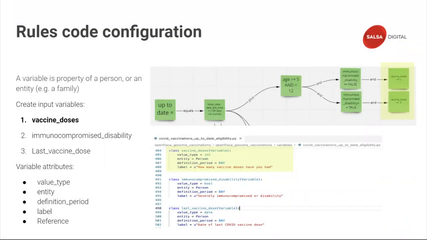And the last part of the rules code configuration is the variables. So we create input variables. For example, again, the flow that Phillipa defined, the first input variable was age. The second input variable was, are you immunocompromised or not? So if you look at the second number here, immunocompromised disability, that was the variable that was used in here. And the third form that we had asked 2 questions, which were around how many doses have you had and what was the last vaccine dose. And these are the 2 variables that were taken as input.